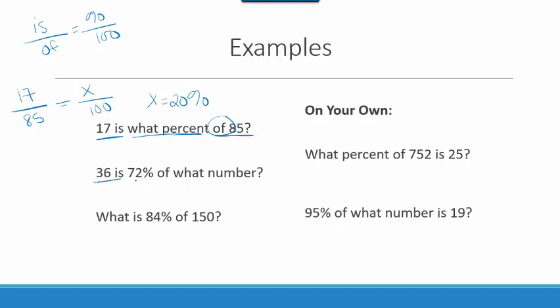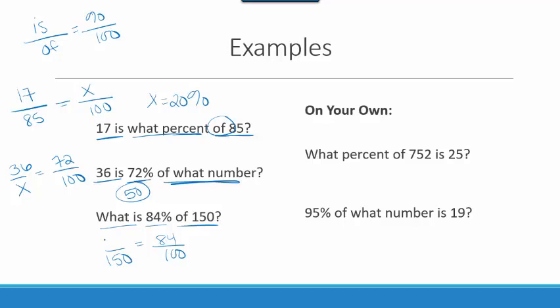This one says 36 is 72% of what number? So that means you know your is, you know your percentage, which is always over 100. You're missing the of, so x would go at the bottom. So cross multiplying, we would get 50. And then this says, what is 84% of 150? So percent over 100. Of 150 means 150 goes at the bottom. So cross multiplying here, we would get 126. So pause it for a minute and try these and then hit play to check your answer.